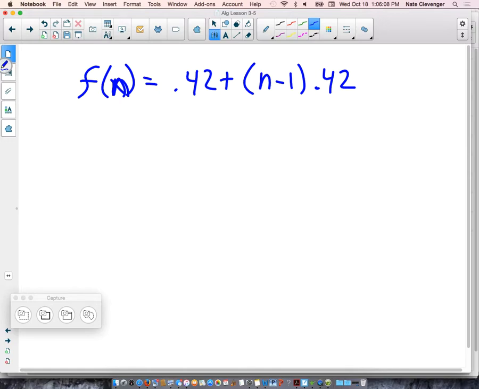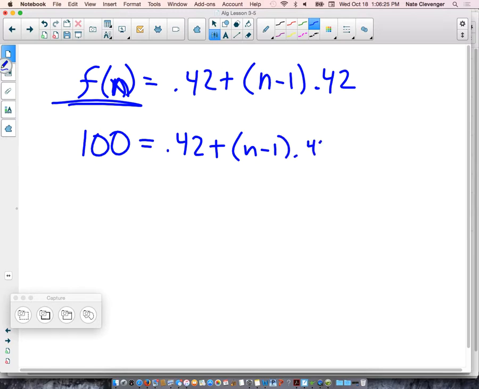She has $100. So where would I put the $100 in this equation? F of n. That's your final answer. So you have 100 equals this stuff. Subtract 42 cents to get rid of this. And then divide by 0.42.